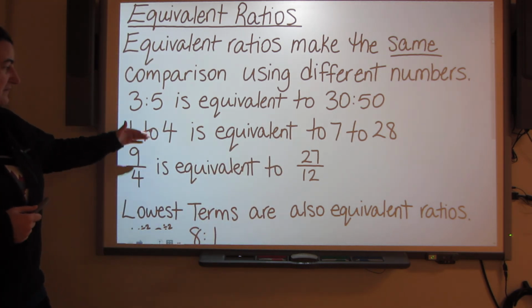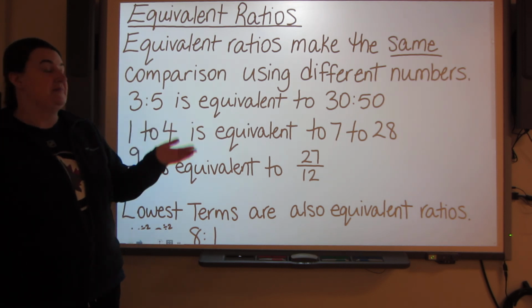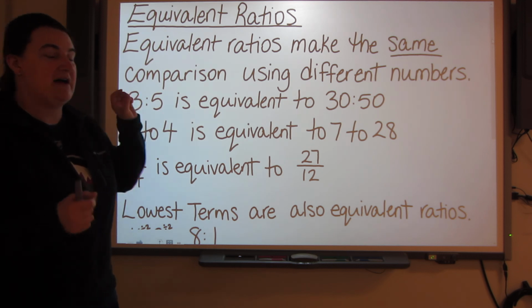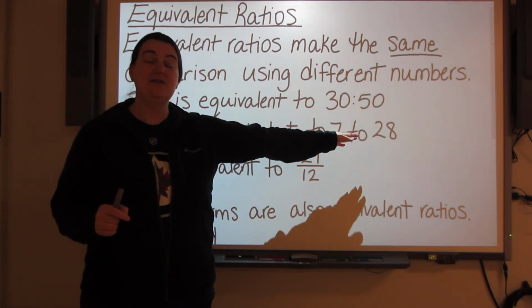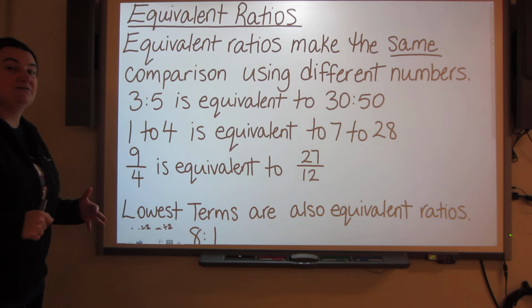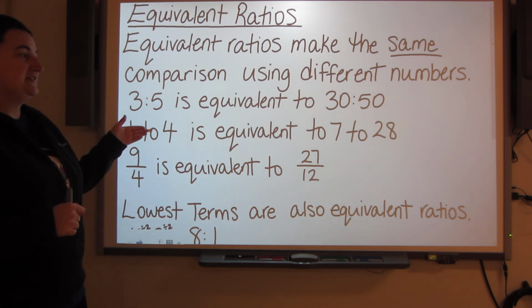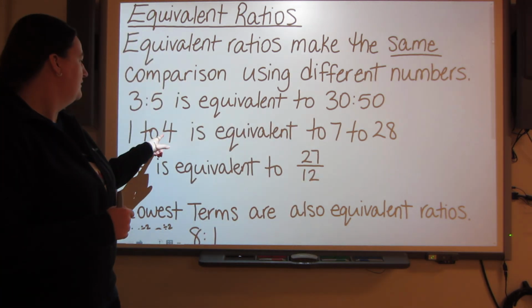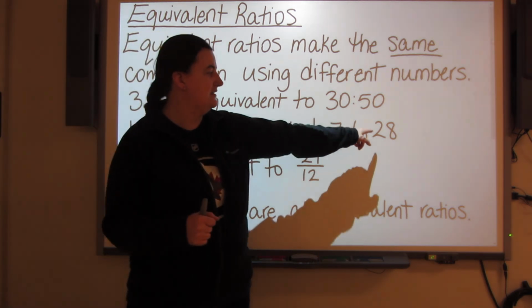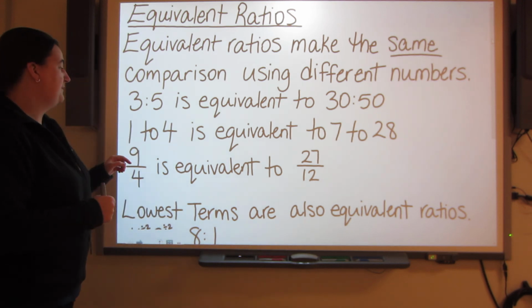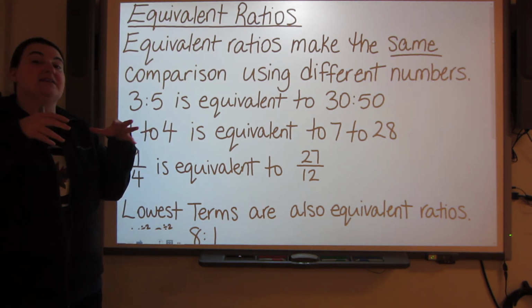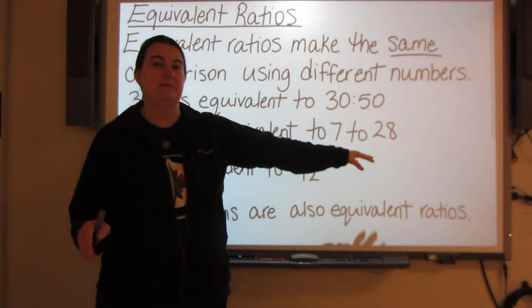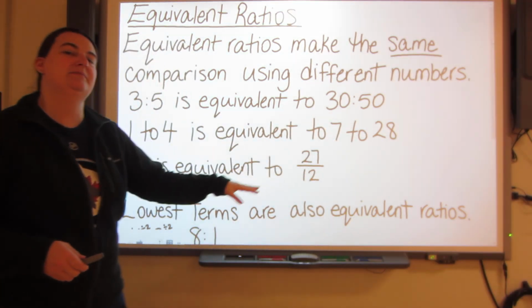So again, with both of these examples, I just chose a number and multiplied both of the components of my ratio by the same number to get a new ratio. Don't forget that part, it's really important. So I chose 7. 1 times 7 is 7. 4 times 7 is 28. So I multiplied both the 1 and the 4 by the same number, the big important part about this, to get a new ratio. Same comparison, different numbers.